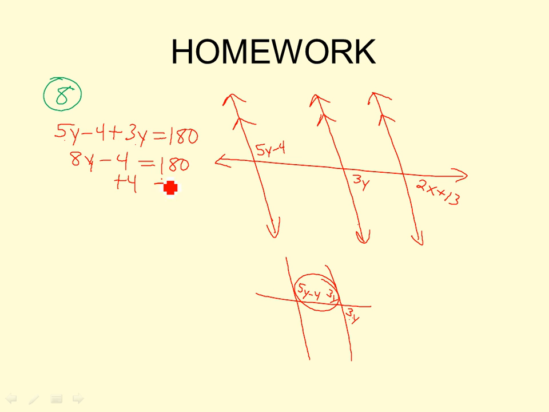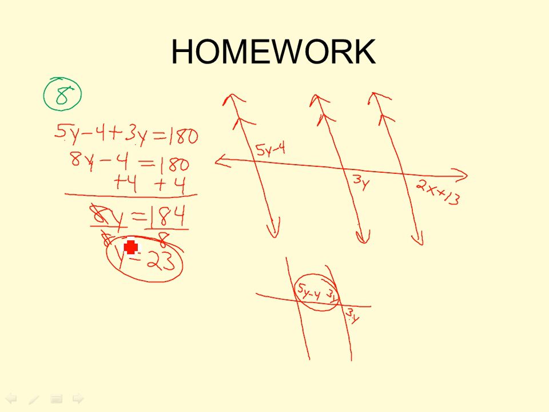Add 4 to both sides. You get 8y equals 184. Divide by 8. 8 will go into 18 twice. That's 16 with 2 left over, so y equals 23.